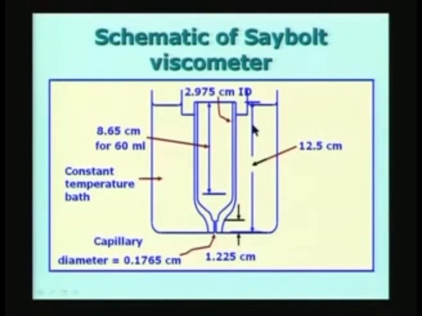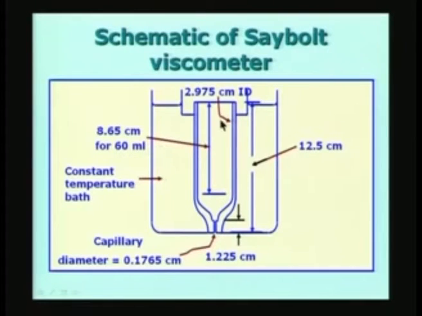Let me just give briefly the principle of operation of this instrument. It basically has a vessel which can hold a certain volume of the liquid whose viscosity I want to measure, and it is terminated at the bottom. There is a small capillary of a standard length equal to 1.225 centimeters and a standard diameter equal to 0.1765 centimeters. These dimensions are very important. We have a mark on the jar or receptacle which holds the liquid, and from this mark up to the top of the brim of that vessel, the volume is exactly equal to 60 milliliters.